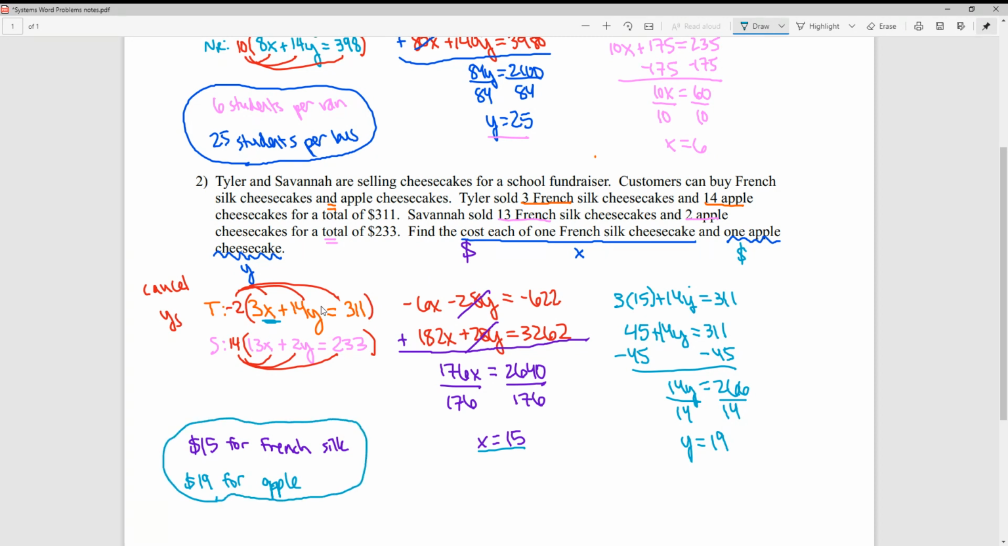So that is the process for solving systems word problems. Make your two equations, use elimination, and then once you have your x and y, label your x and y with what they stand for.